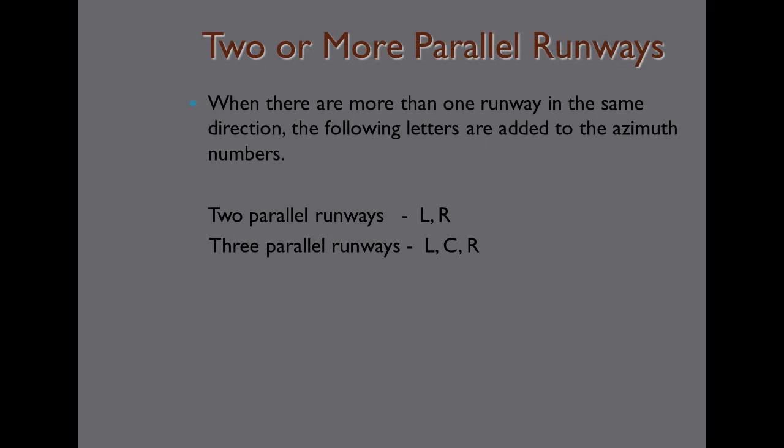When there are 2 or more runways in the same direction, the following letters are added to the azimuth numbers. 2 parallel runways means left and right, indicated as capital L and capital R. 3 parallel runways means it is indicated as LCR, that is left, center and right.